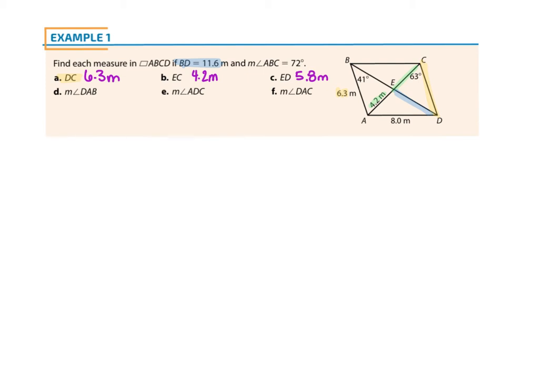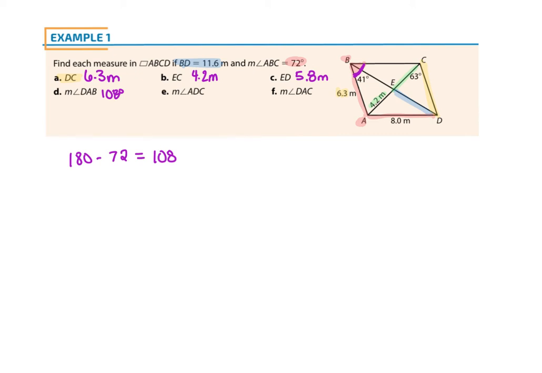Let's look at the angles. Angle DAB. The only angle measure they gave us was ABC, which is this one right here, 72. Now, I know that angle A and angle B are consecutive, meaning they add up to 180. So if I need to figure out what angle DAB is, I'm just going to take 180 minus the angle that they gave me, which is 72. And so if I do that, then I know that my angle measure here is 108 degrees.